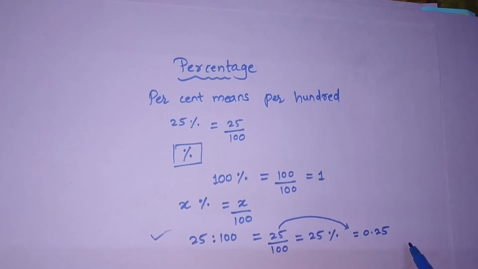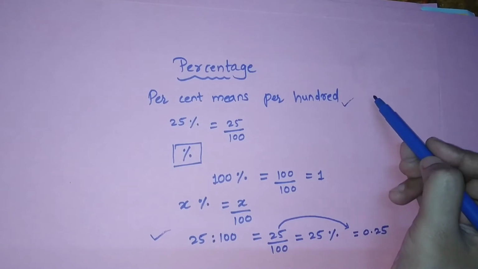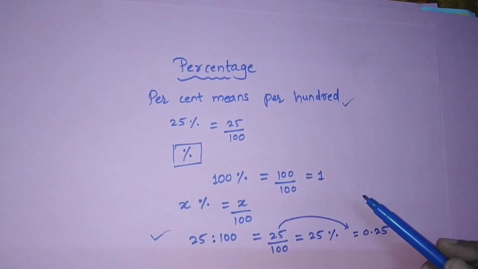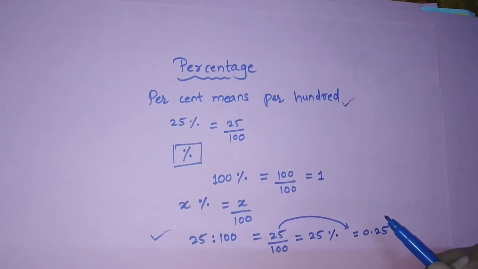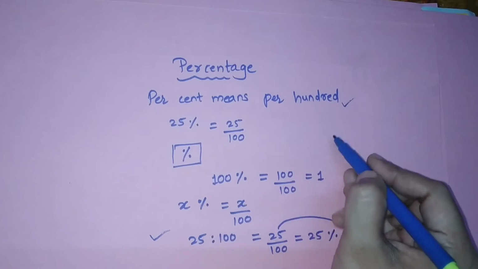So percent means per 100 or out of 100. The word percent is actually derived from the Latin word percentum, which means by the 100, and we use this symbol for percentage.